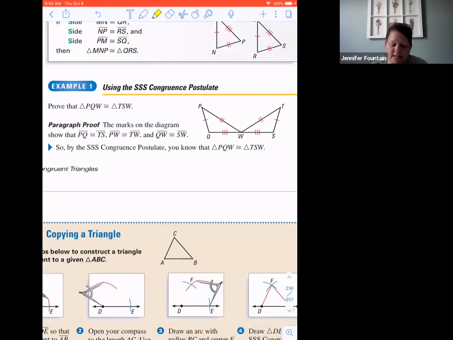So example 1 says, using the SSS congruence postulate, prove that triangle PQW corresponds with triangle TSW. It says the marks on the diagram show that PQ is congruent to TS, PW is congruent to TW, and QW is congruent to SW. So that's all you have to put there: I've shown that 3 sides are congruent, therefore my triangles are congruent.